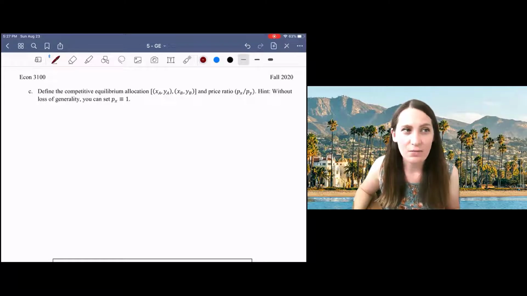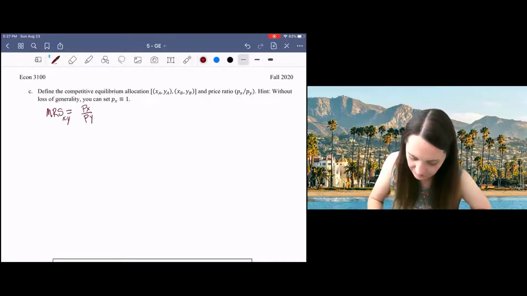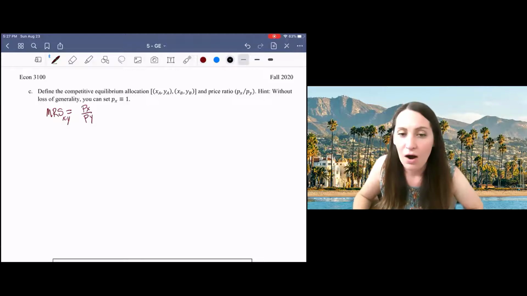So to get started, we'll remember that Anne's optimal choice rule will be such that her marginal rate of substitution is equal to the price ratio. Prices in this model are a bit arbitrary because we don't have any money. We simply exchange good X for good Y. And PX over PY then just represents the rate at which we exchange these goods. Therefore, we can assume that PX is equal to 1 without any loss in generality.